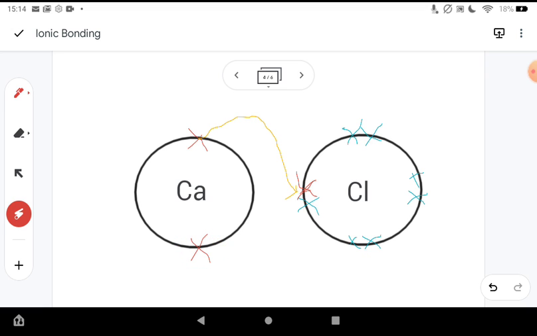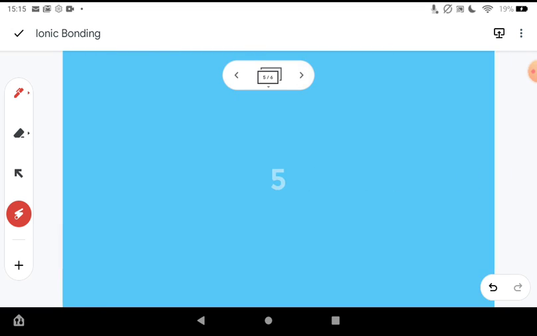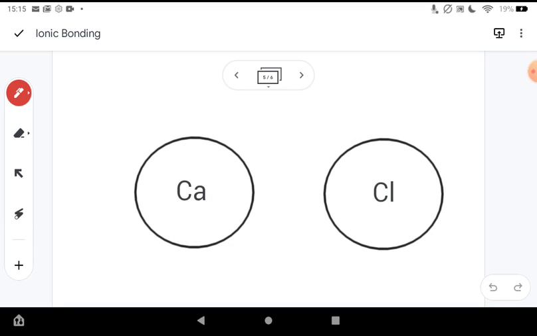So what you would do instead is you would get another chlorine atom, and this electron would go onto the chlorine, meaning for every calcium atom, you need 2 chlorine atoms to mean that calcium has no outer electrons and chlorine has 8 outer electrons. But how do we draw that? Well, we do exactly the same thing.